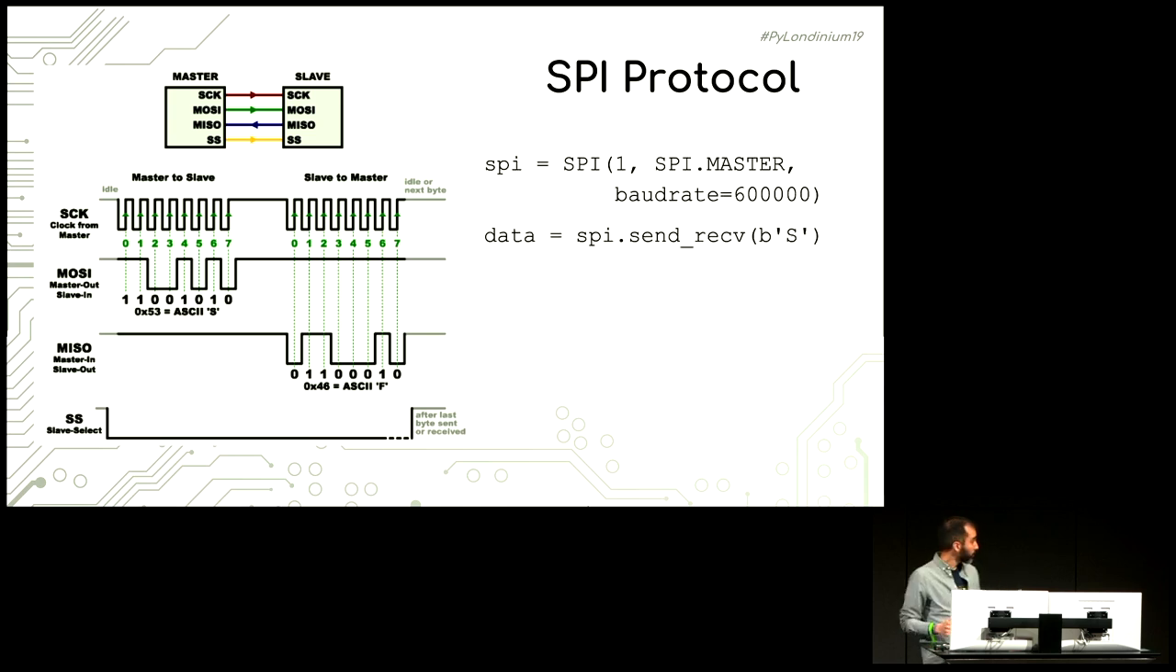How do we do this in Python? Quite similar as well. So we initialize the SPI class. We give it some configuration data as constructor parameters. And then we can use methods like send-receive.